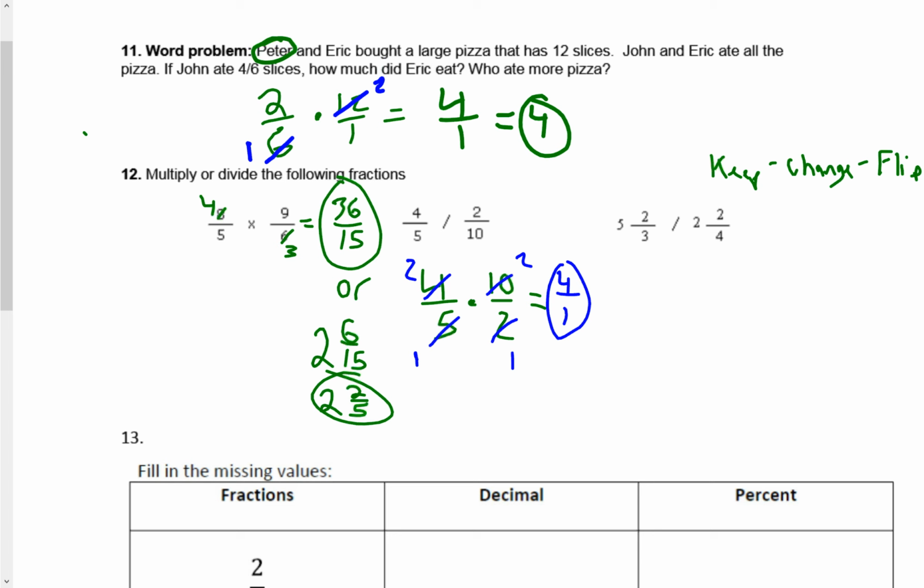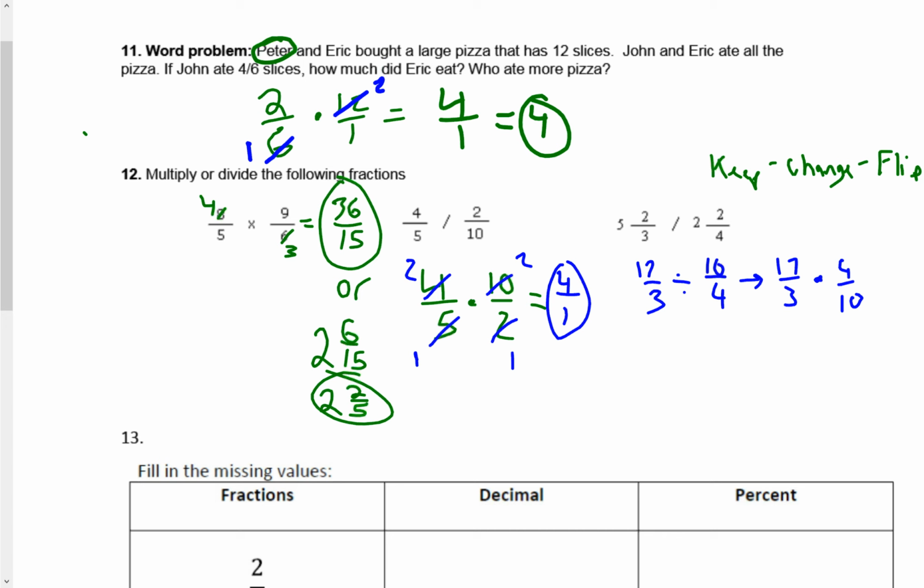And last one here, let's change them to mixed numbers or improper fractions first, and then keep, change, flip. So this would be 17 thirds divided by 9 fourths. So keep, change, flip. We're going to say 17 thirds times 4 tenths. Nothing you can simplify here.